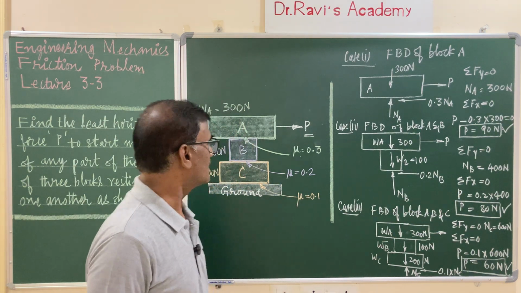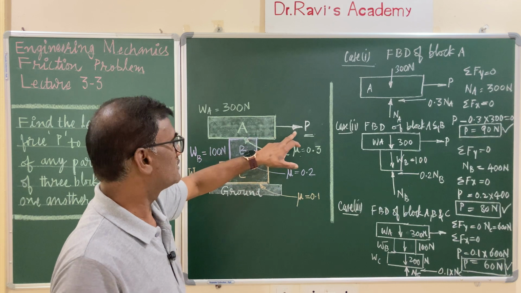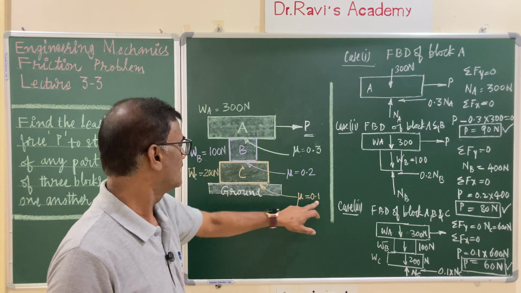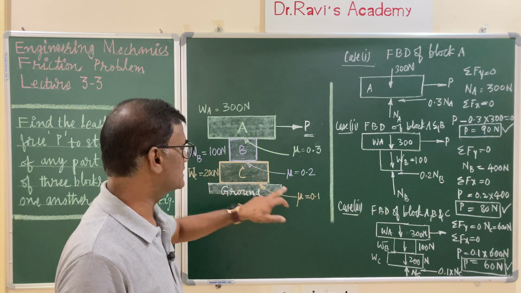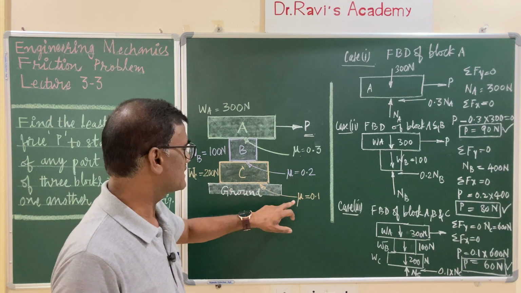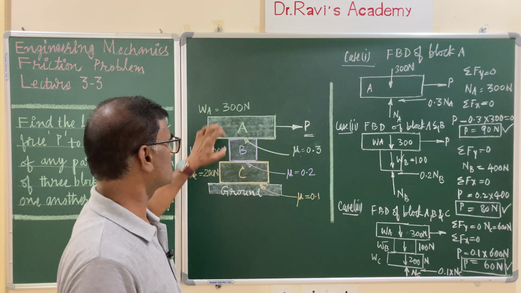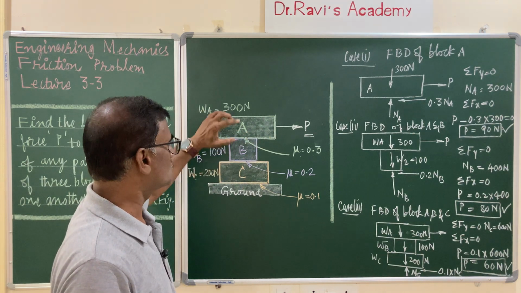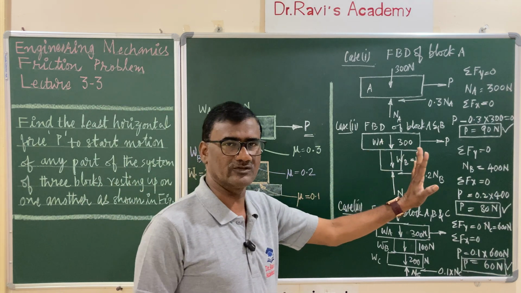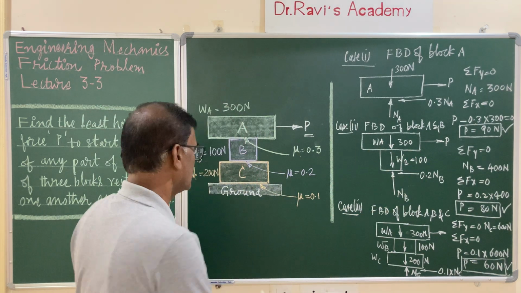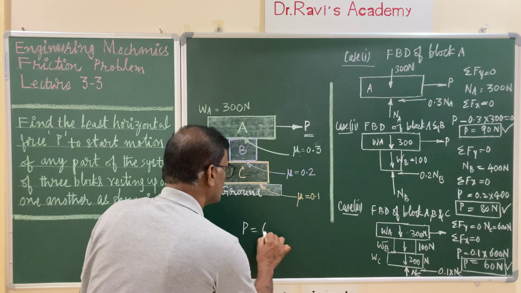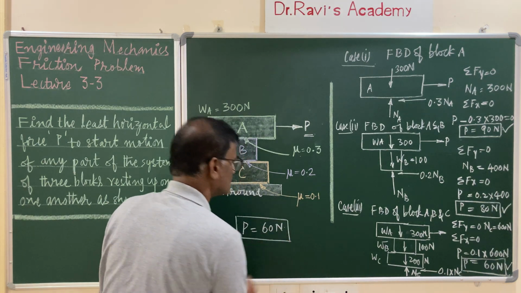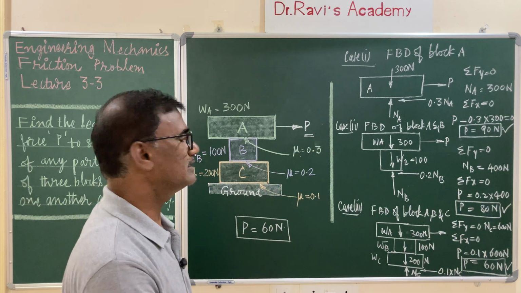And here the conclusion is that the moment you apply the force P, because of the lowest coefficient of friction, 0.1 between the ground and block C, the whole system, meaning blocks A, B and C together, will be moving in the direction of the force. The conclusion is that the answer for the P value is 60 newtons, at which the body is moving in the direction of the external force.